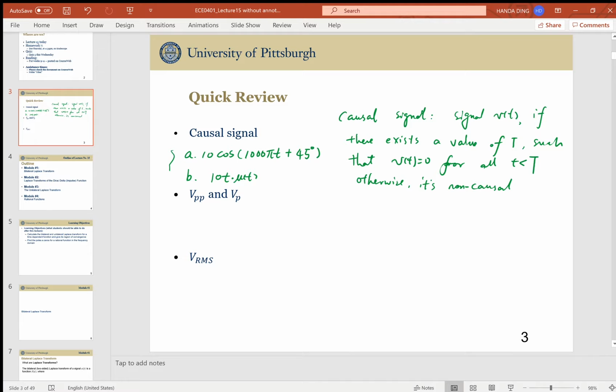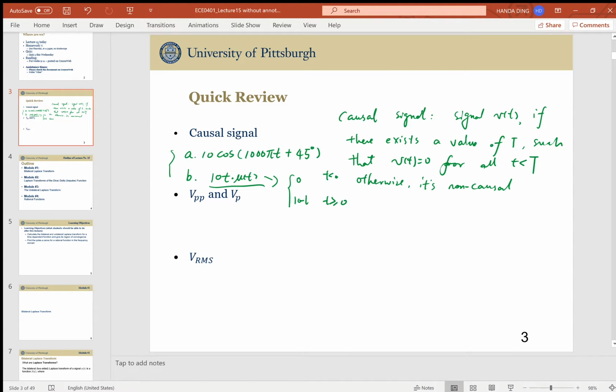So how about these two? Is the first one causal or non-causal? Well, it's definitely non-causal, right? Because it's oscillating. How about this guy? Causal for sure, right? For t bigger than 0, it's 1. Then we have 10t. So for this guy, it's 0 for t less than 0.